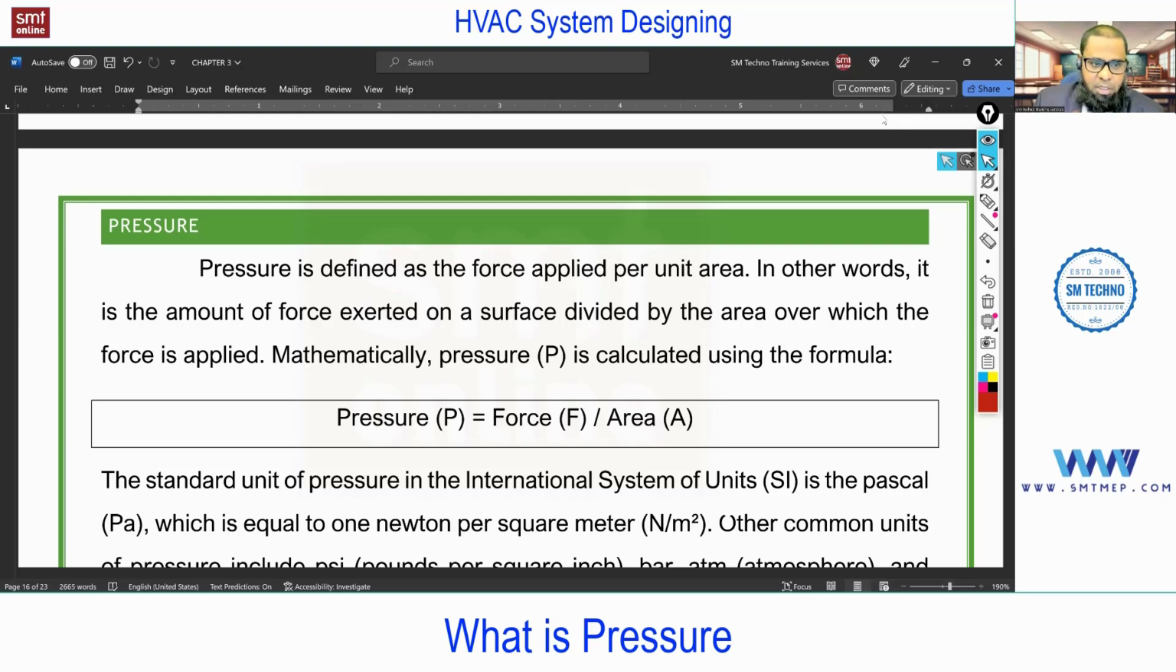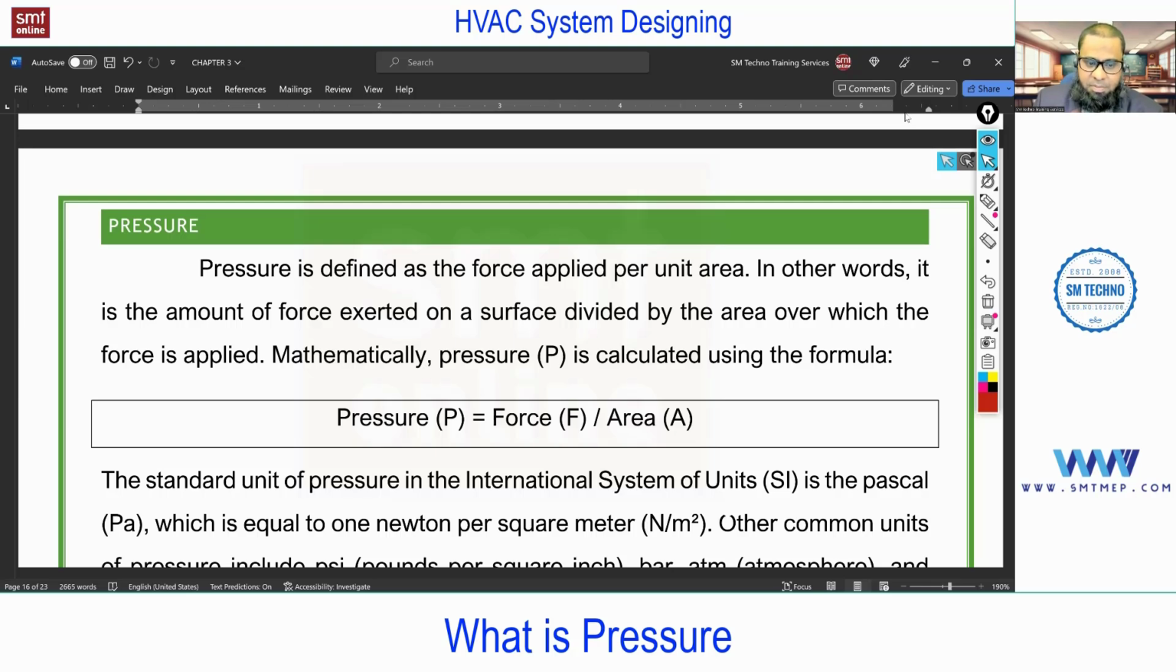It's simple. If this question is asked in an interview, you can easily define it. Pressure is what? Force per area. Force per unit area. Yes, you can add the term unit. This is important. No doubt it's force per unit area, and this unit area is important.